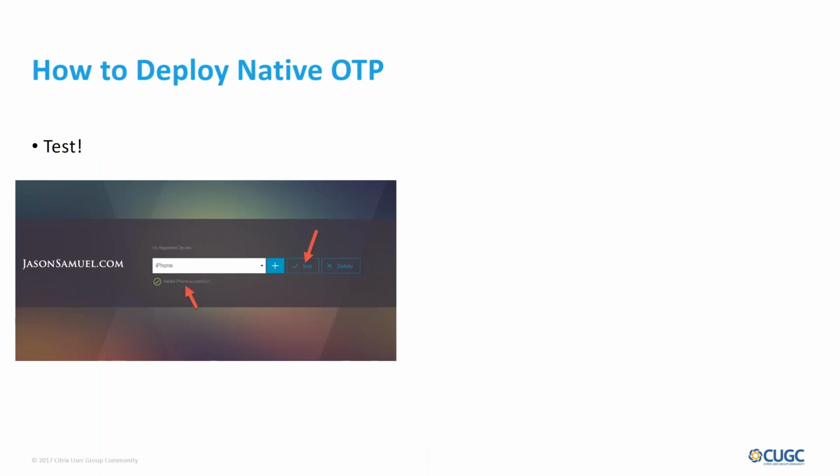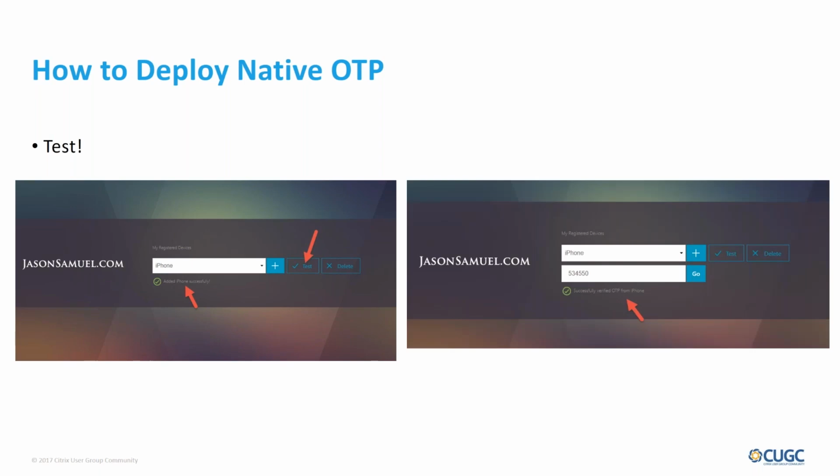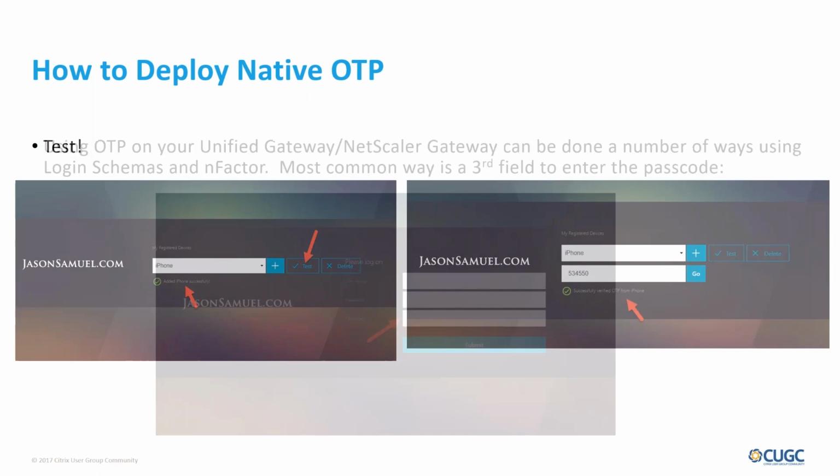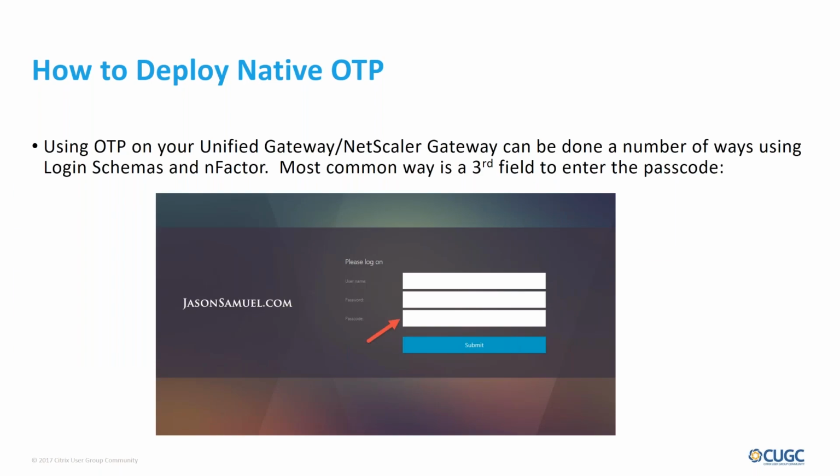Now, continuing with the deployment of Native OTP, once you scan that QR code, it'll say that the iPhone has been added successfully, and then it's time to test. So when you hit the test button, it's going to show up the little one-time password field where you type in your passcode, and once you put it in there and hit go, it's going to successfully verify it.